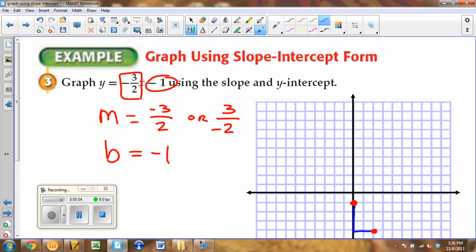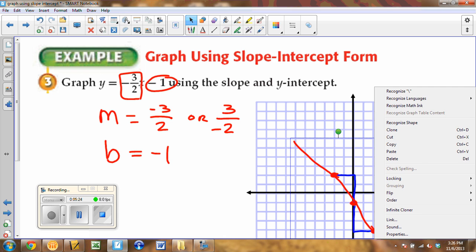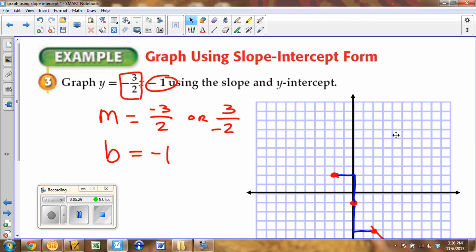If I want to do my other one, I'm going to do a rise of 3, 1, 2, 3, and a run of negative 2, which would put me back this direction. And there's my dot. My line wasn't very straight, but let me draw that again. If you have a ruler, you really need to use a ruler to draw your lines so that it's nice and straight. I don't have a ruler. That's better.